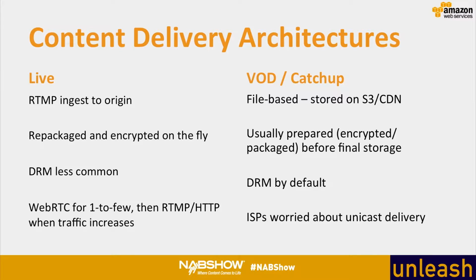So on the content delivery architectures front, there are obviously two main workloads, the live scenario as well as the VOD or catch-up scenario. So I'll quickly cover what are some of the architecture considerations in each case, and then we'll move on to individual tasks, if you will. So on the live side, we know that there is an RTMP ingest to the origin. Then the content is repackaged or encrypted on the fly for delivery. DRM is less common because obviously there is nothing that is being stored there.